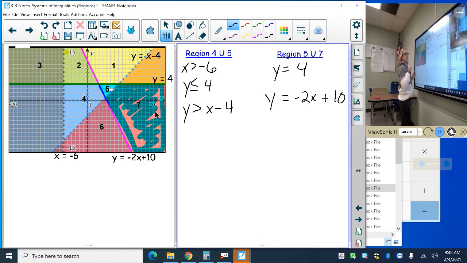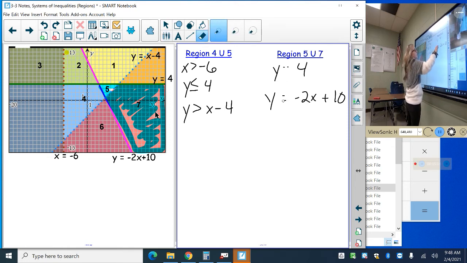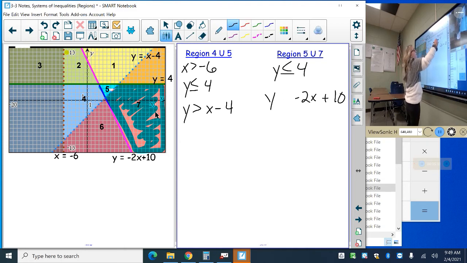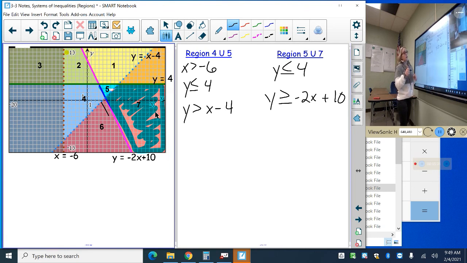Now I have to replace the equal sign with an inequality symbol. Well, since this blue shaded area is below the green solid line, I'm going to replace the first equal sign with a less than or equal to. And the second one, the purple one, it's above the line. It's the sky part of the mountain, above the line. So it's going to be greater than or equal to, because it's a solid line. That is the first part of Chapter 3, Section 3.